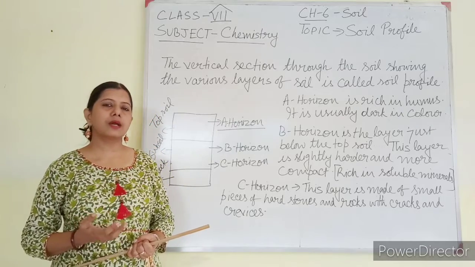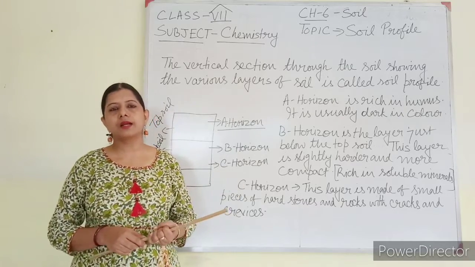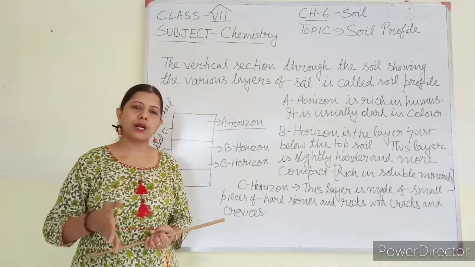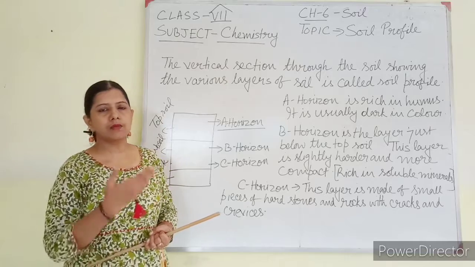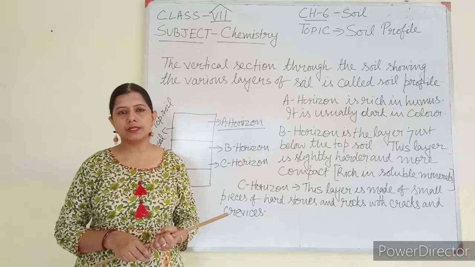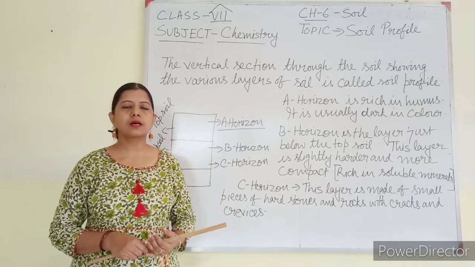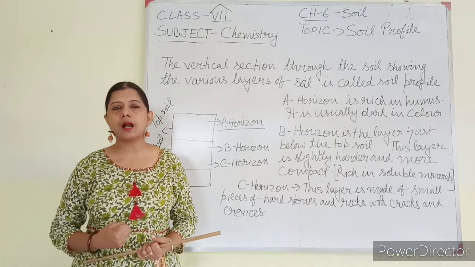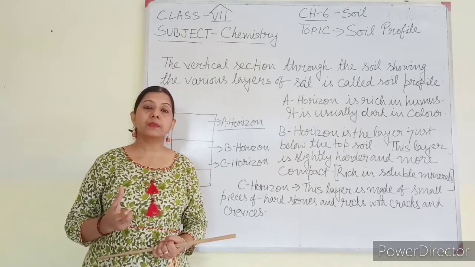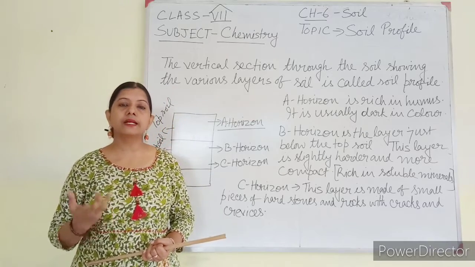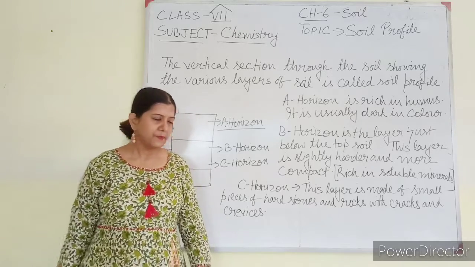In between the soil there are cracks and crevices through which water can pass, or through which magma can come out from below the surface of this layer. So cracks are there, and it is made up of very hard rocks, and it is also light in color. In some places it is dark also, a little bit dark can also be seen.